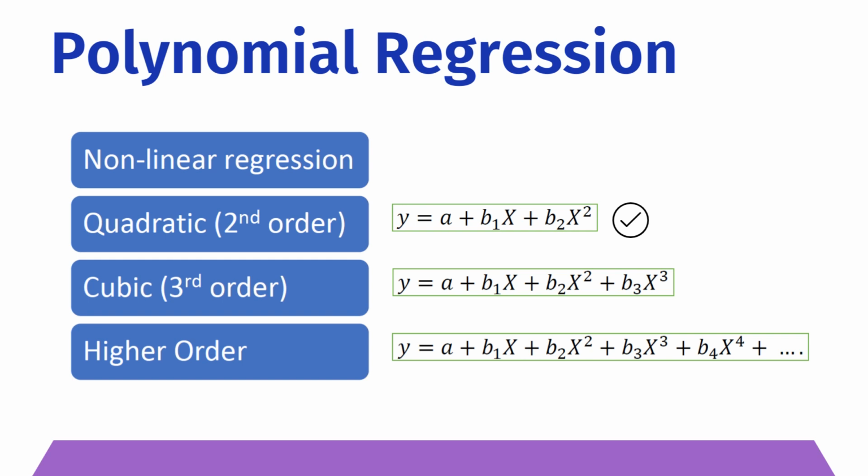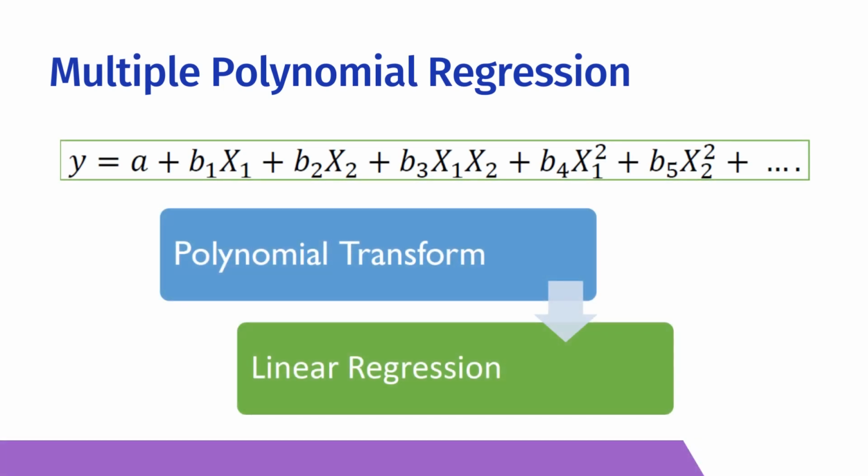Polynomial regression is not only for a single feature, it can also be used for multiple features. This is one example of a multiple polynomial regression equation. Here you can see that we have only two features, but we have six terms if we are using the second order polynomial equation. If we are using higher order polynomial equations, we will have more features and more parameters. So it looks complex, right?